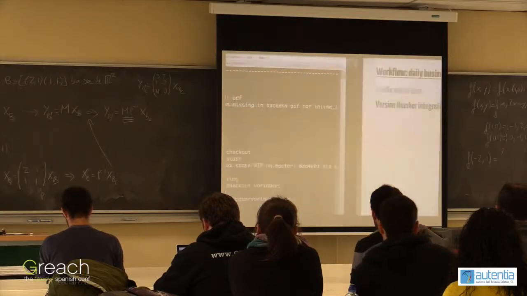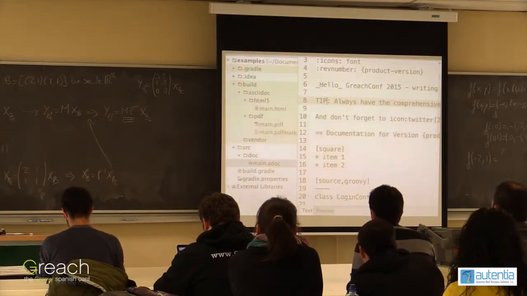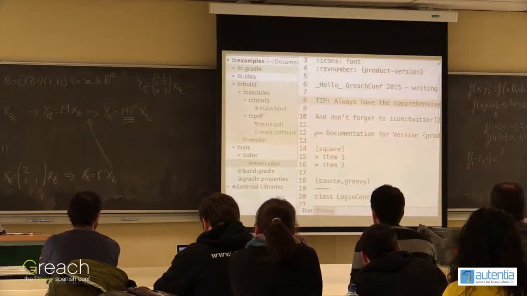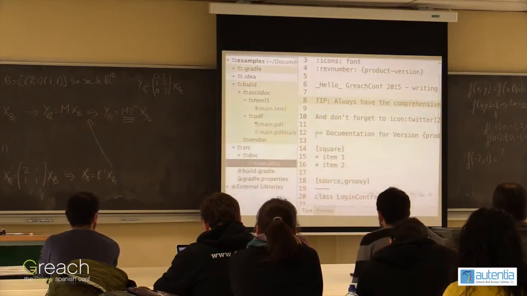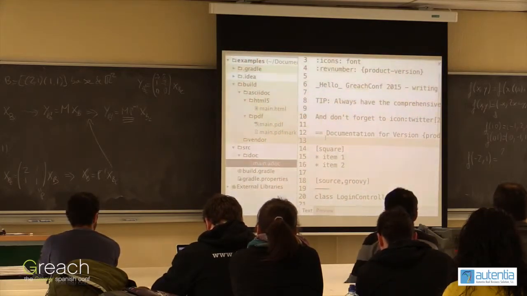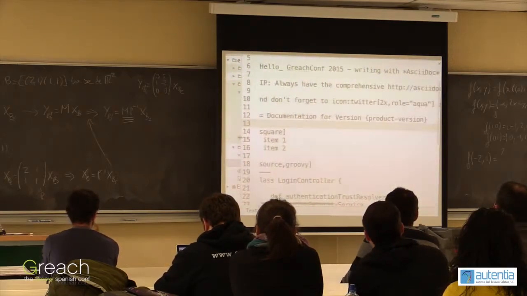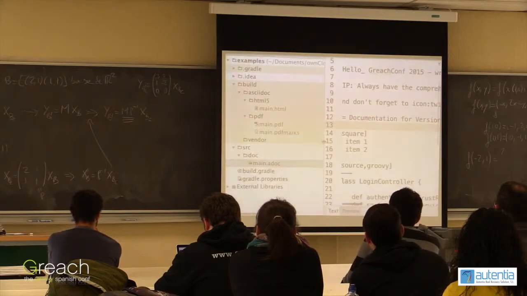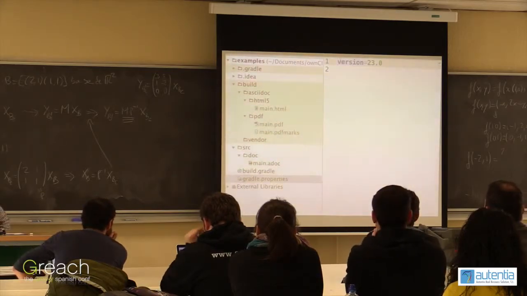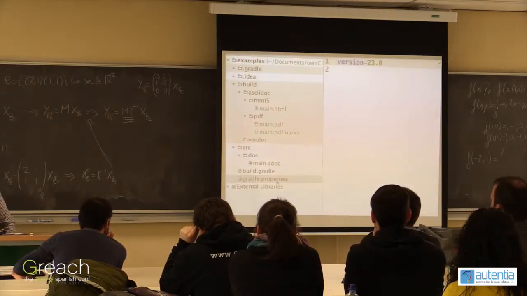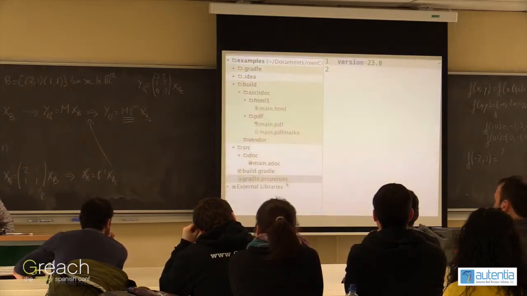Okay. And now back to our IDE. We now can see here, first of all, let's have a look at the Gradle properties. We have here the property files for our build where we define the version number.